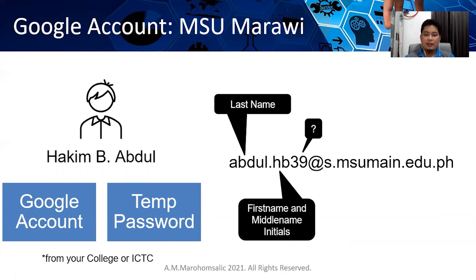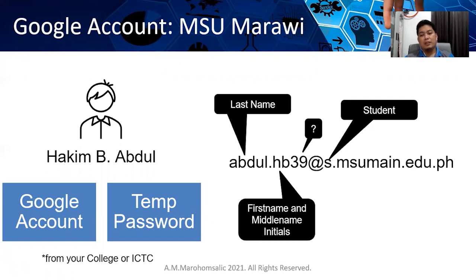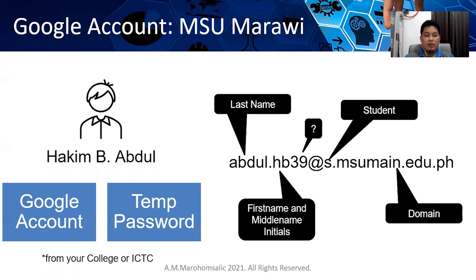And then at sign, and then it's followed by letter S as a student. Kasi I'm a faculty, yung sa amin na email, walang ganyang S. So, sa student lang yung may S. So, if you have an email and then may S, student yan na email. And then followed by that, msumain.edu.ph. Yung msumain.edu.ph, yan yung domain na pag-aari ni MSU. Kinuha nila yan kay DICT. So, Department of Information and Communication Technology. So, again, may bibigay sa inyo na email and then it will be coming from your college or usually sa chairperson or your advisor or yung ICTC na yung magbibigay.